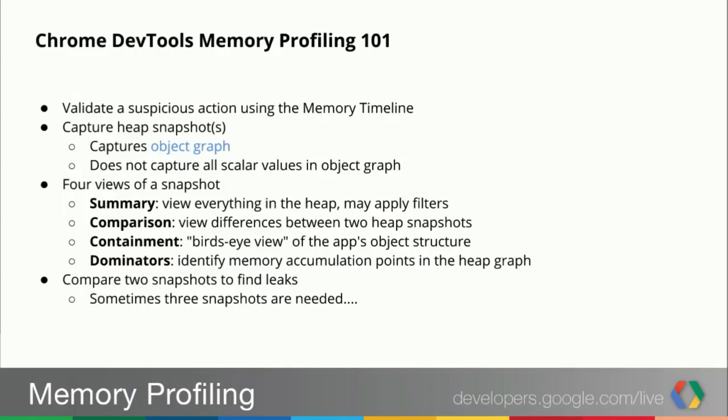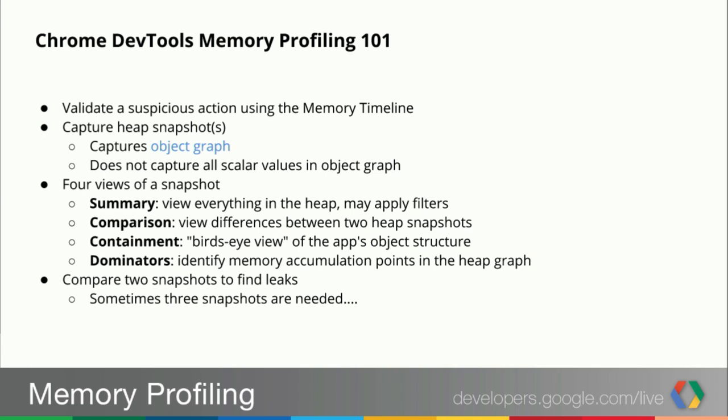Yeah, so the summary and the comparison view are sorted and organized around the object constructor. Whereas the containment view is organized starting at the root. So it captures the structure of the object graph. OK, so we're not going to cover the containment and the dominators view too much in this demo, but there's some really great documentation online at developers.google.com where you can see some nice demos that show you exactly what you can see in these two other views.